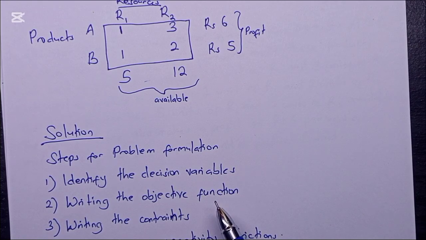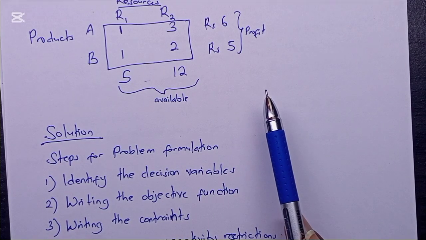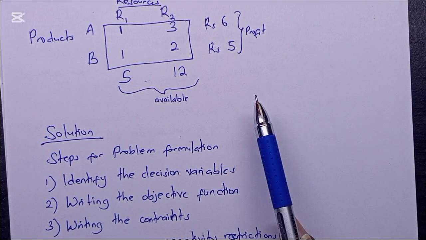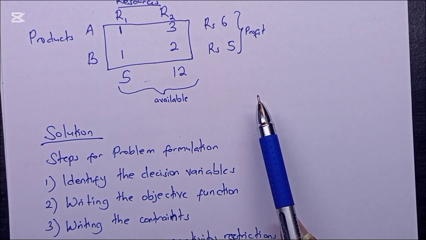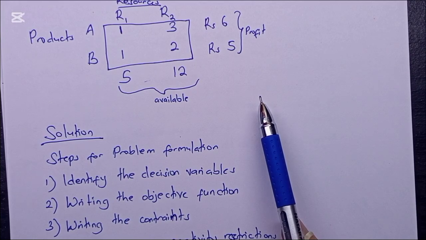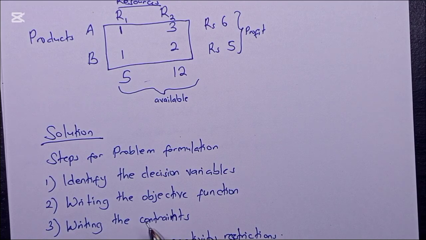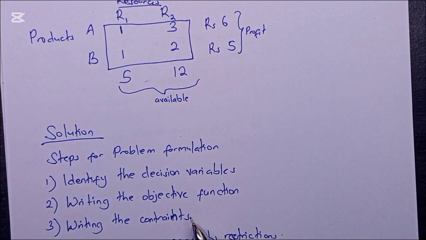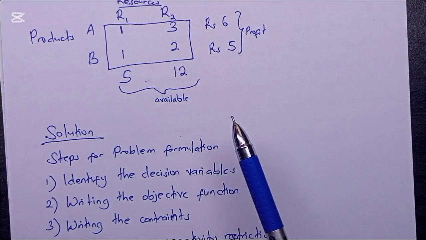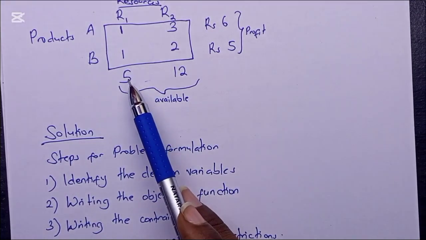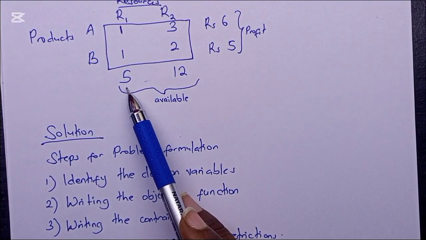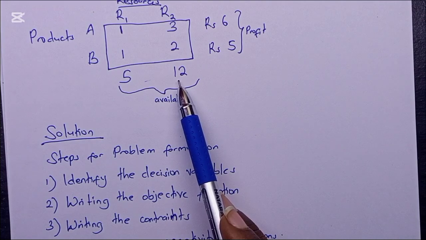This is now like the target or the aim of the manufacturer. The aim of the manufacturer in this case is to maximize profit. So we have to write down that function. What is that function that the manufacturer has to use in order to maximize the profit? Then we have to write the constraints. These are in terms of, in this case, the resources. For resource 1, the manufacturer only has 5. And resource 2, what is available is 12.